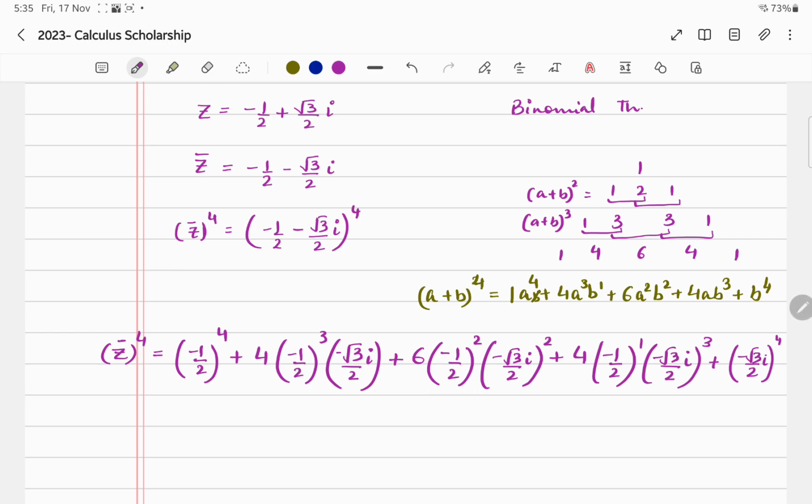So minus 1 to the power of 4 is 1, and 2 to the power of 4 is 16, so that's going to become 1 over 16, plus, now here if we solve, minus 1 over 2 to the power of 3 is going to be, let's write it, minus 1 over 2 to the power 3 is 8, and then minus root 3 over 2i.